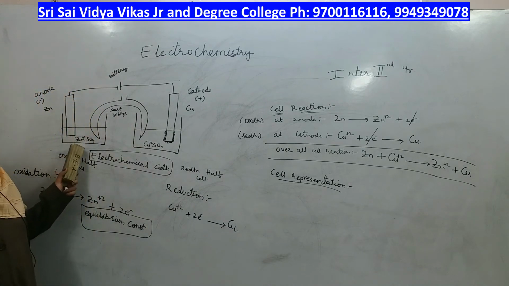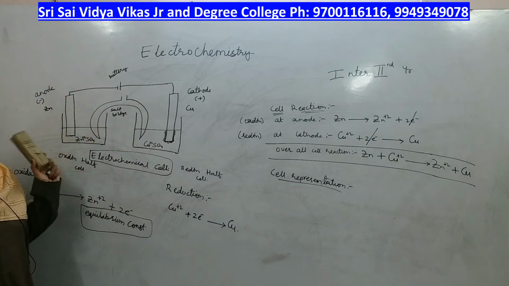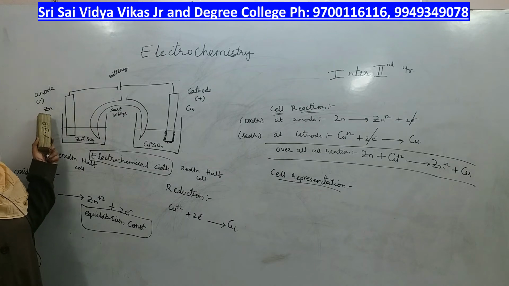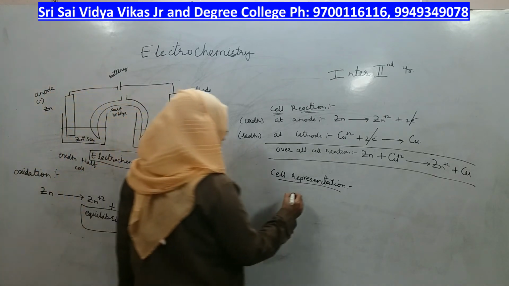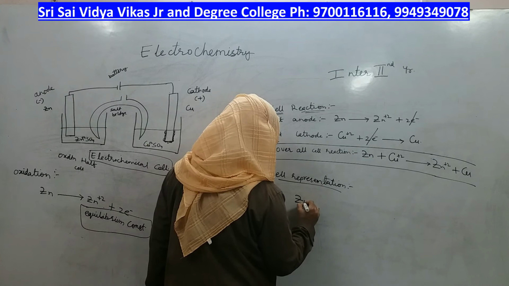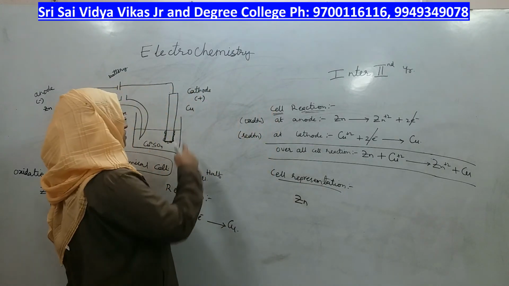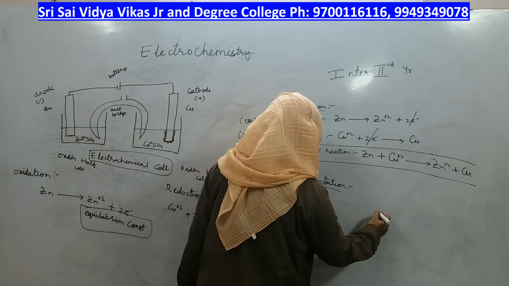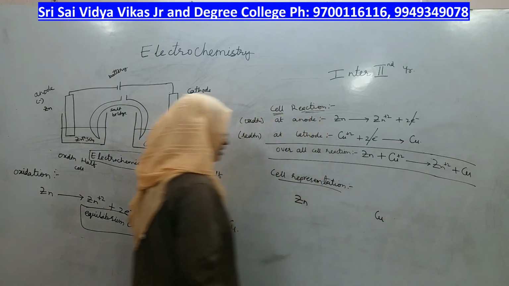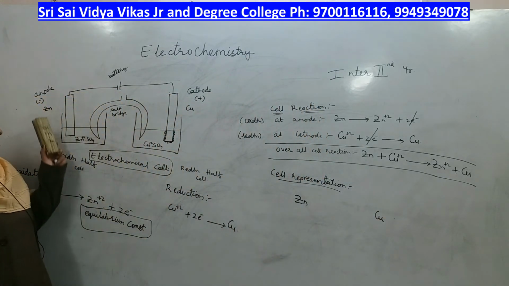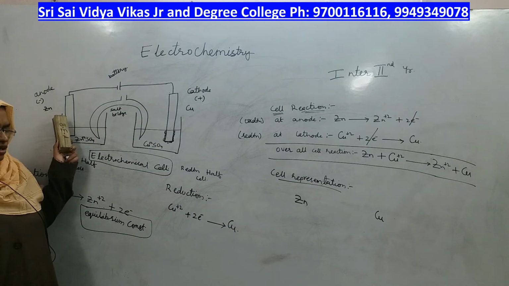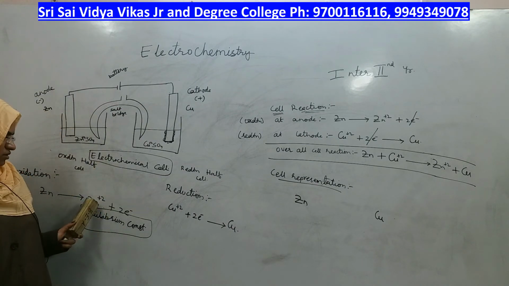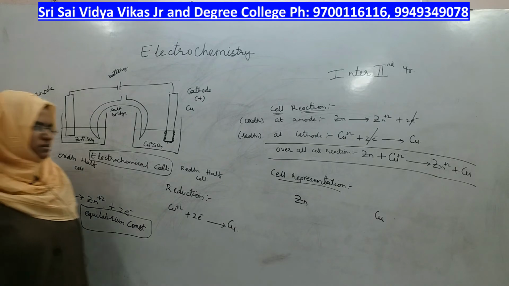Now, let us see where anode comes. It comes at the extreme left side. Who is anode here? Zinc. Where is cathode? Cathode is present at the extreme right side, right? Now, zinc is anode. What will it become after the reaction? It becomes Zn plus 2.